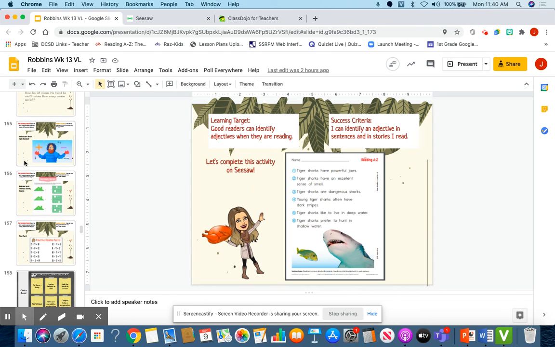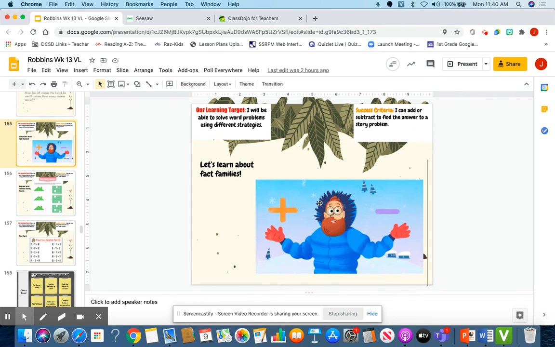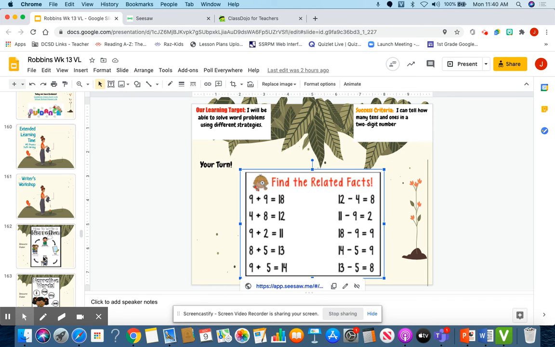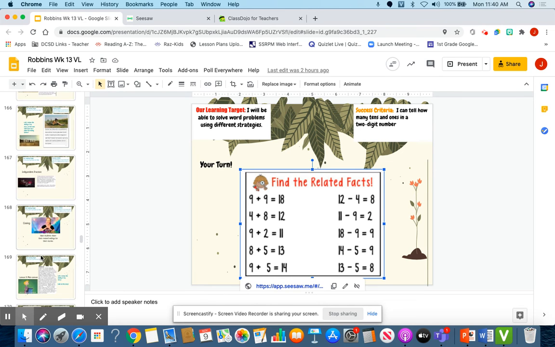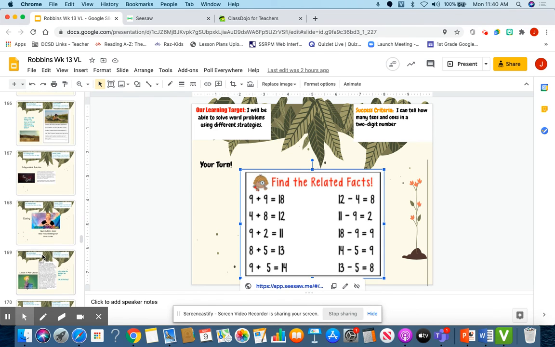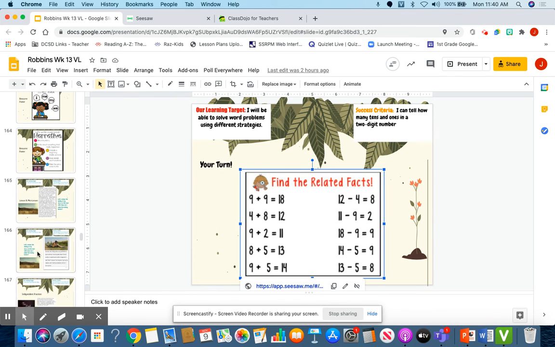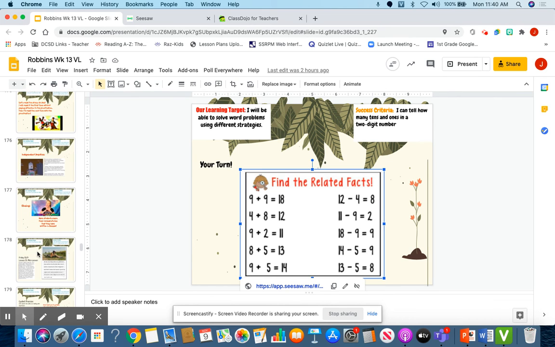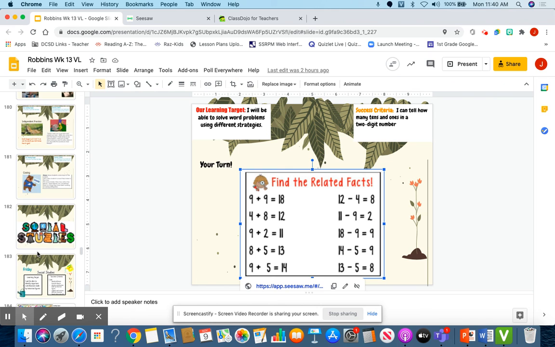Math, we're continuing to look at addition and subtraction, but using fact families. So we will be reviewing that activity, and there's an activity on Seesaw for fact families. And then we will continue working on the writing prompt that we started on Thursday, which is the writing prompt on their best holiday experience.